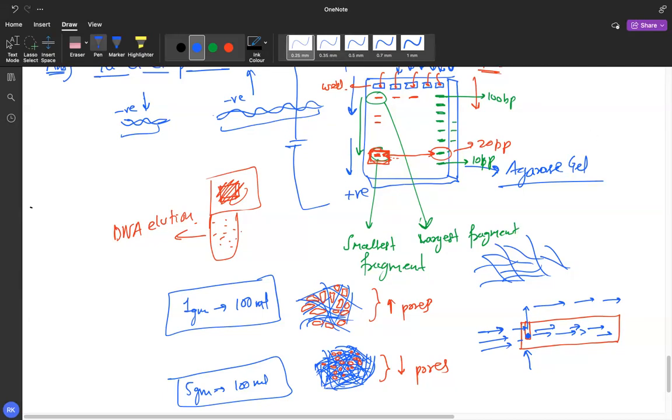So that brings us to the last part of this chapter, which I will do in the next class. In the next class, this chapter of principles will be over and we'll come to applications. I will be talking about characteristics of a vector, where we'll talk about a vector called pBR322.